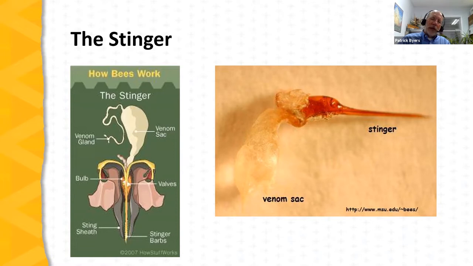For a period of time, the venom sac will continue to pump venom into the wound. And as I said before, the parts of the stinger will continue to move and draw the stinger deeper into the flesh of whatever has been stung.